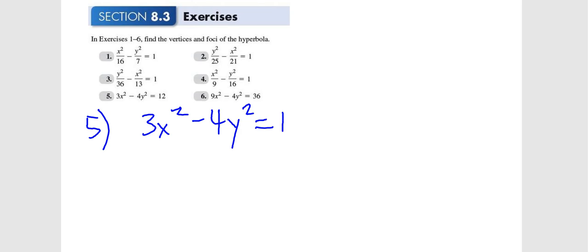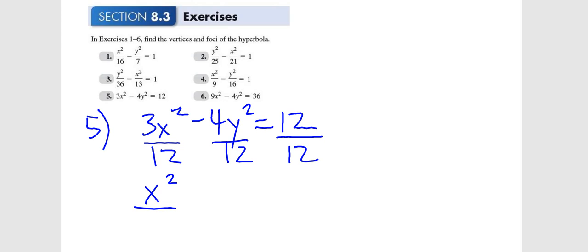All right. How do we change that to standard form? Divide by 12. So that's x squared over 4 minus y squared over 3 equals 1.